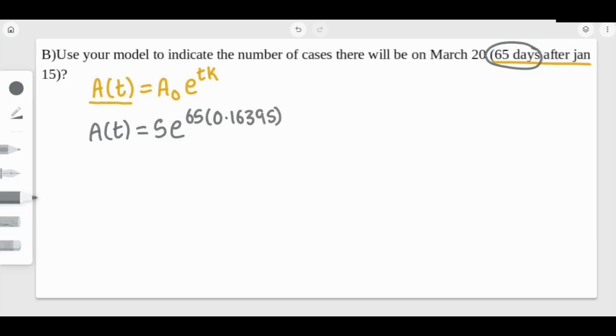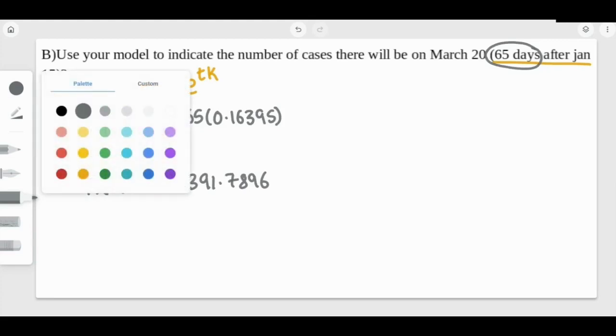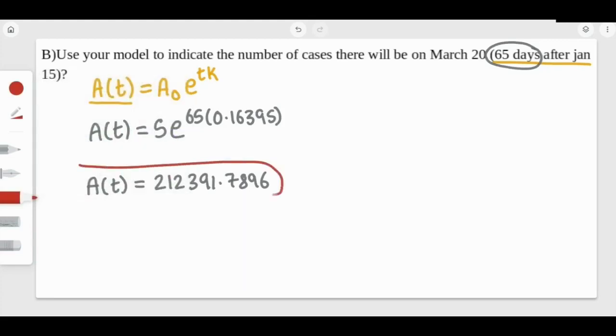Now this step is so simple and easy. You just want to plug these numbers into the calculator to find the answer. The answer is 212,391.7896. So this is the number of cases there were on March 20, 65 days after January 15.